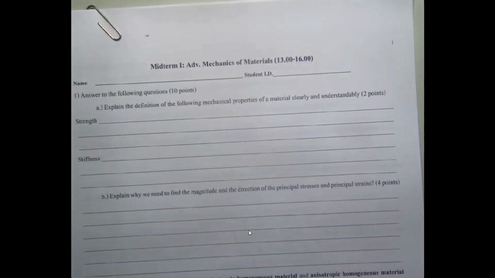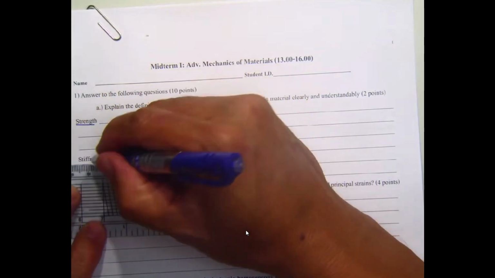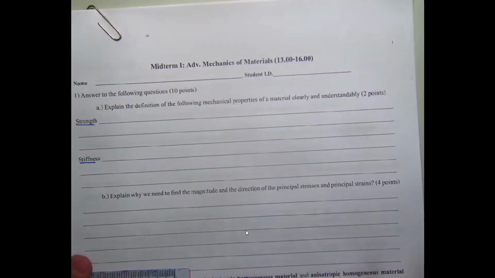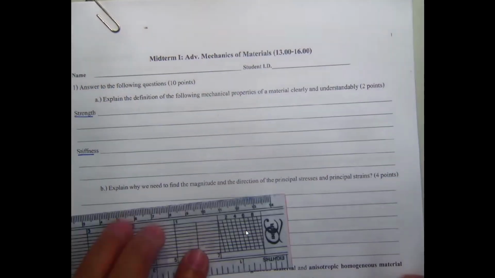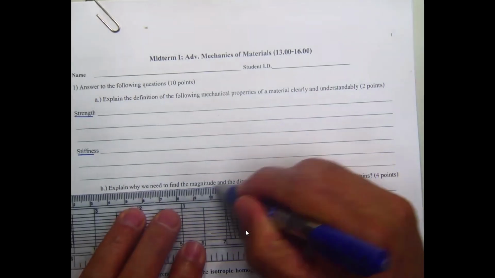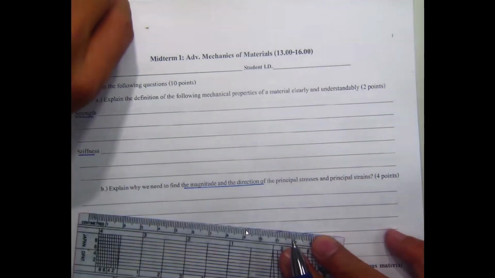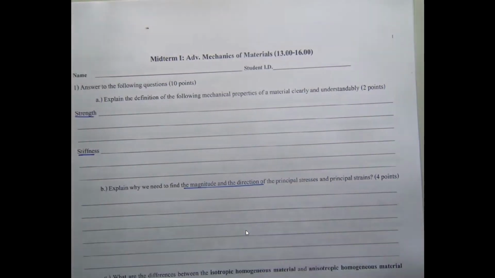Okay, it is our second session, and on this second set of our midterm examination, again, I won't explain to you again strength and stiffness. It should be the same as the previous one. The second one: why do we need to determine the magnitude of principal stresses and principal strain?